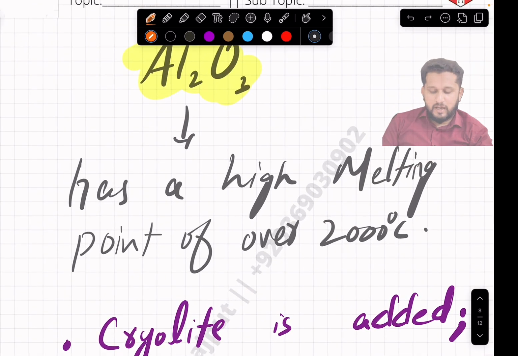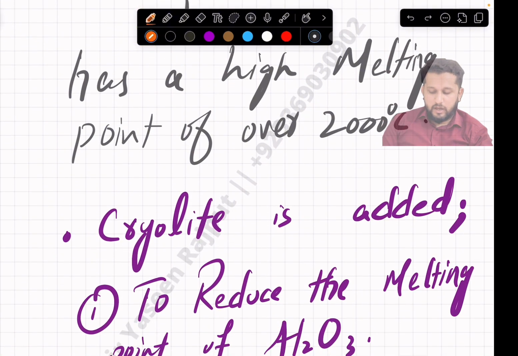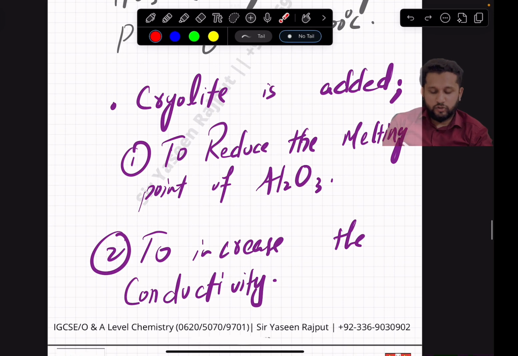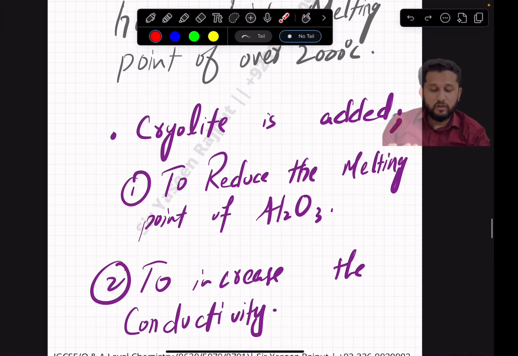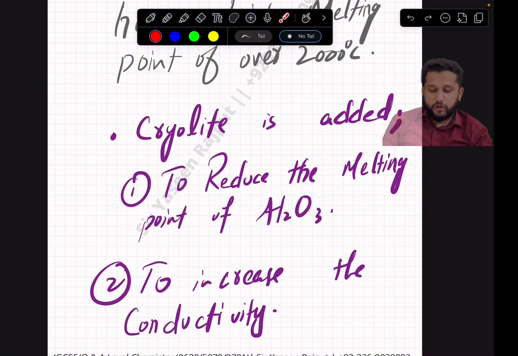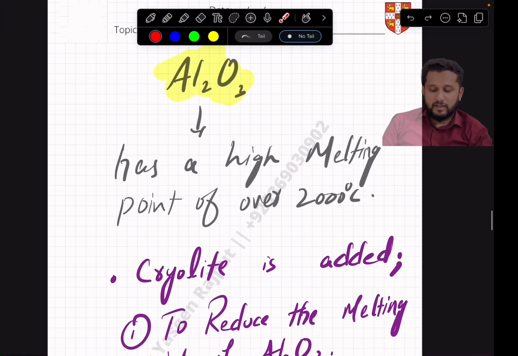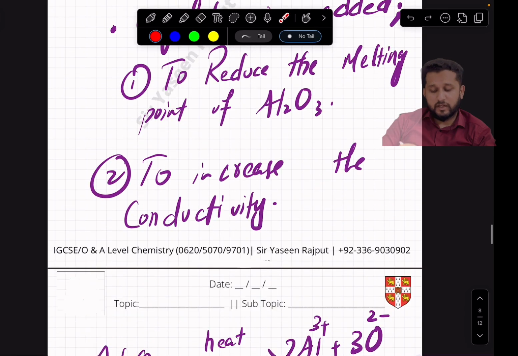Now aluminum oxide has a high melting point, over 2000 degrees Celsius. Cryolite is added to reduce the melting point of aluminum oxide and to increase the conductivity. These are the 2 points that you need to learn by heart, why we add the cryolite: to reduce the melting point and to increase the conductivity. This is important for the exam. So we must add cryolite so that it reduces the melting point, so that it can conduct electricity.